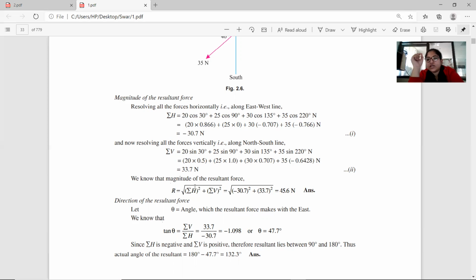Now the value is 47.7, which is in the first quadrant, but my sigma h and sigma v are in the second quadrant, because my sigma h is negative and my sigma v is positive. So what we understand from this is that my value of theta is not correct according to my sigma v and sigma h. My value will lie in the second quadrant, which is from 90 to 180. So what we have to do here is subtract this value of theta from 180 degrees. After subtracting, the value will be 132.3 degrees, which is the actual angle of my resultant force.